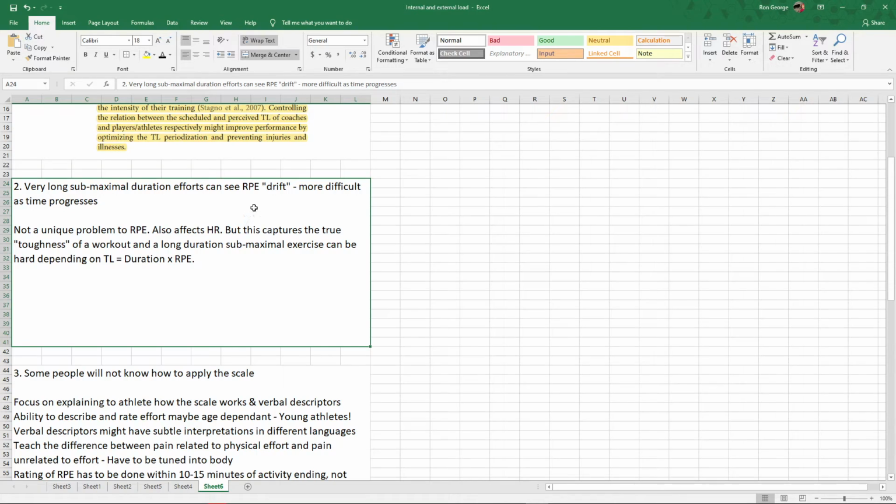In fact, I would question it if your RPE at the beginning of a workout and the end of a workout is exactly the same, unless you're doing something really, really easy. It shouldn't be. There should be some drift. So that's not really a weakness of the method. I would put it more into the strength bracket. Okay.